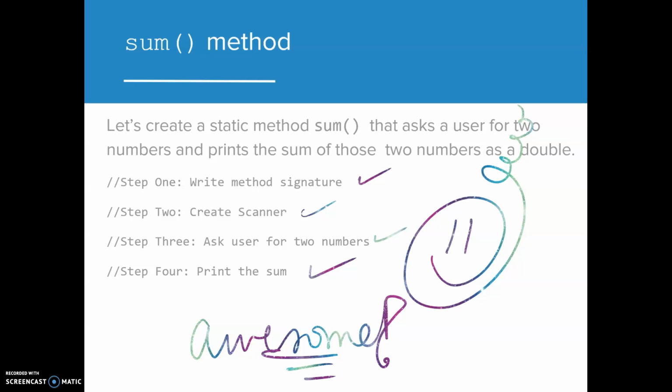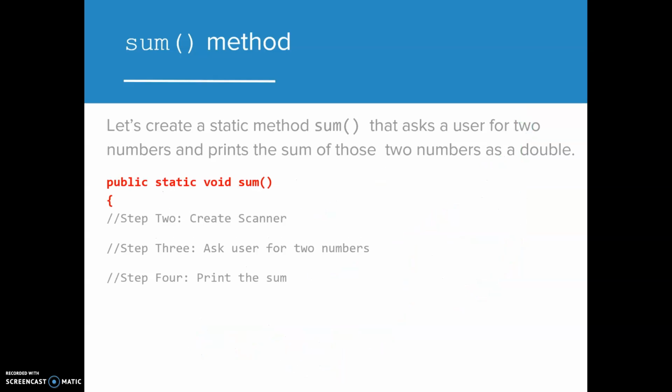Okay, so now let's go ahead and just step through these different stages. Our method header, public static void sum. And the reason why it's void is because we're going to print the sum. Our description says nothing about returning.